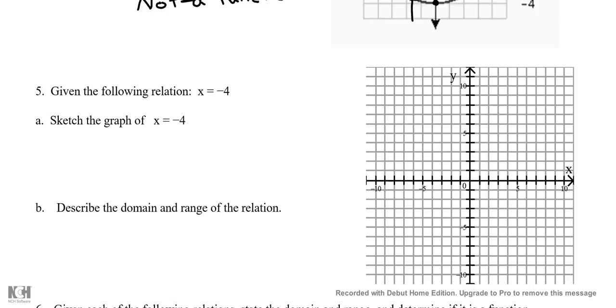We're going to sketch the graph of x equals a number. Now we can do that by either making a table of values, like we usually do when graphing, or we can recognize that this is a special format. When x equals a number, I know it's going to be a vertical line through that number. Well, if x equals -4, there's -4. Vertical lines go straight up and down. So I just draw a vertical line through that.